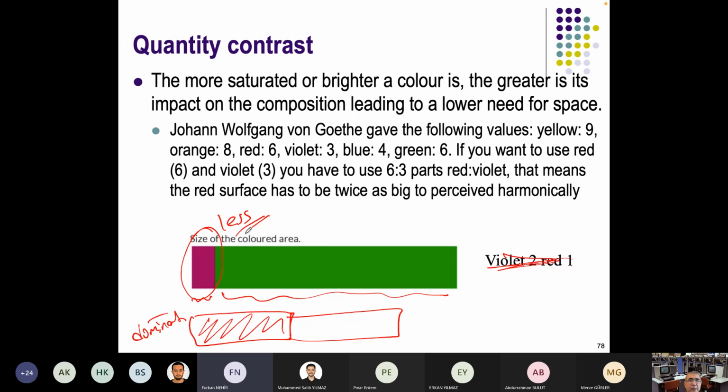For example, yellow 9, orange 8, red 6, violet 3, blue 4, green 6. So if you want to use red and violet, you have to use a 6 to 3 ratio. That means the red surface has to be twice as big to be perceived equally. That's an interesting issue.